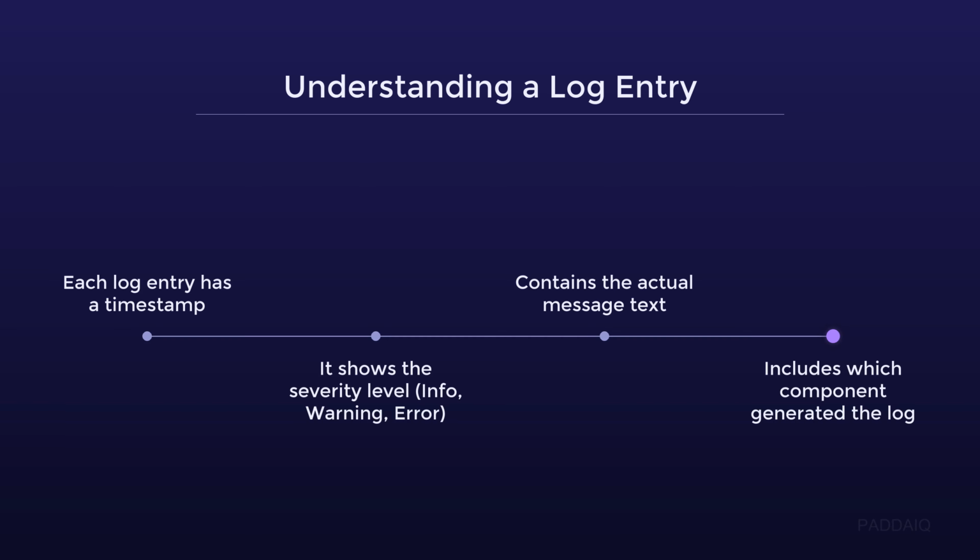Includes which component generated the log. This means each log entry identifies the specific software part that created it, such as an application or service. For example, if an authentication error occurs, the log will show whether it came from the login service or the user database. This component information is essential for quickly locating and addressing the source of any issues.